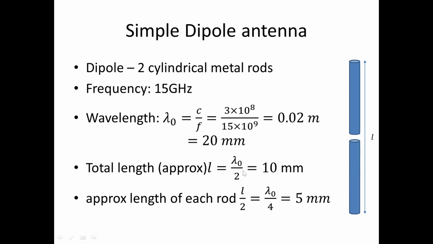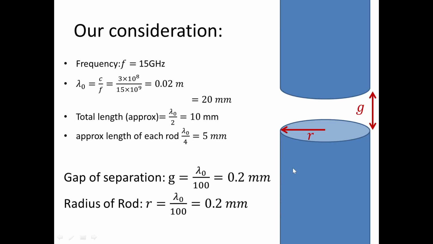So we'll take the L value as 10 mm, the gap of separation G as 0.2 mm, and the radius R as 0.2 mm. So gap is lambda naught by 100 and radius is lambda naught by 100, based on the current frequency we have taken. Whatever is your design frequency, you can find out its wavelength and give 1/100th of its wavelength as the gap of separation and the radius as well.